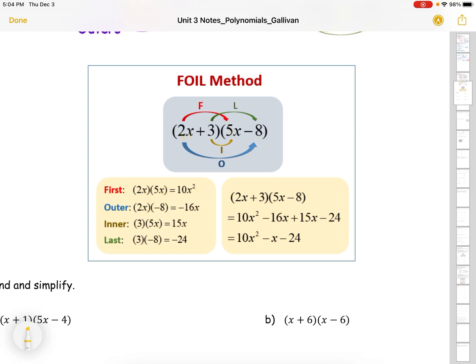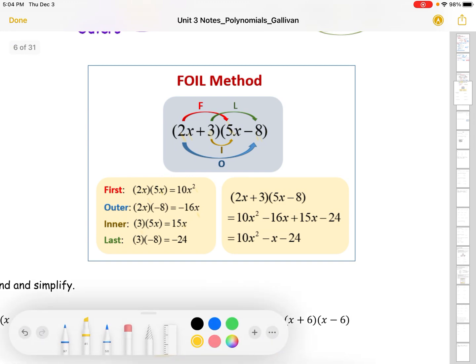Our outer are the two outer terms, 2x times negative 8, which is 16x. Then we do our inner terms. Our inner terms are 3 and 5x. 3 times 5x is 15x. And then last, we do our two last terms in the brackets, 3 times negative 8, which is negative 24. So if we line that up, that's going to be 10x squared minus 16x plus 15x minus 24.